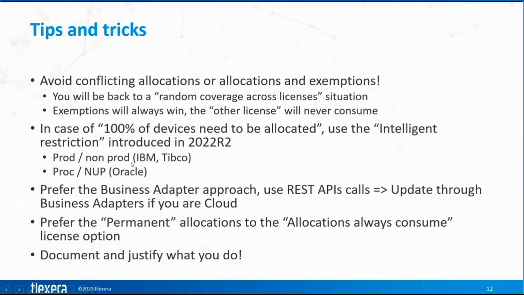It's very useful, and I would say it's a better option than allocation and exemption in this complicated case, like processor and NUP, same topic. You have servers that will consume an end user plus for both options and the database instead of allocating everything, which could be done, but it's a pain. Just use this intelligent restriction.